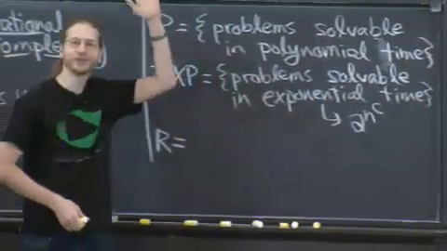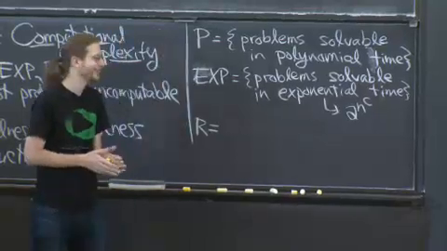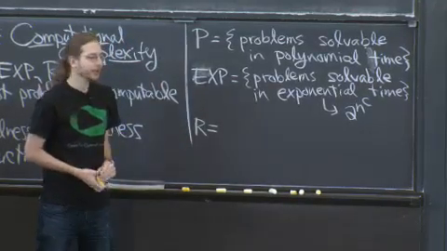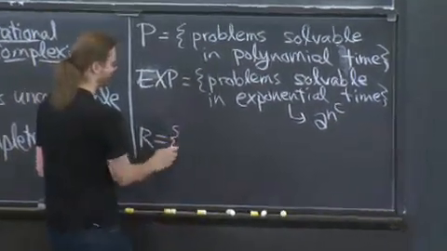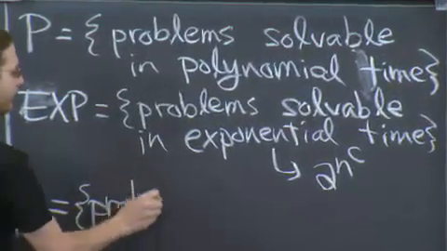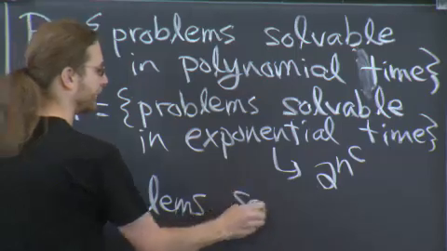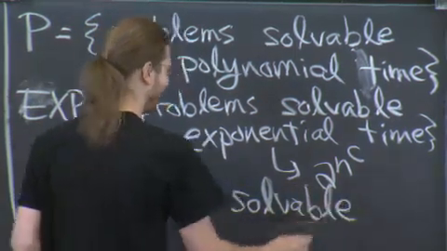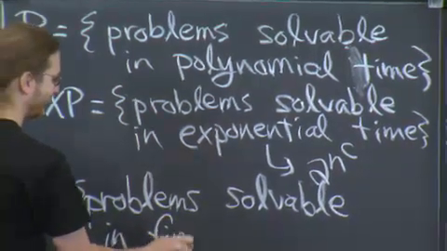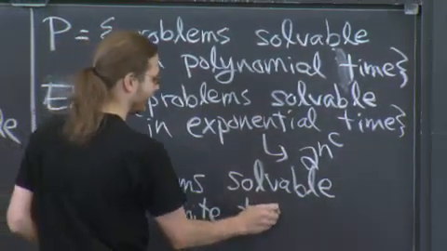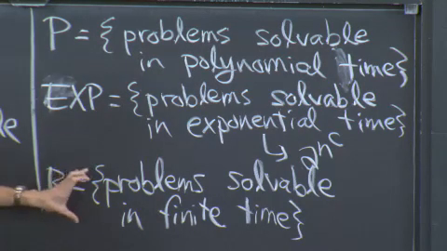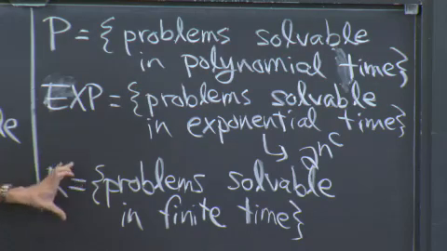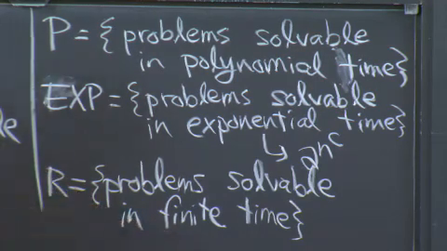How many people know what R is? This one I had to look up. It's not usually given a name. No one. It's teaching staff. You guys know it? These are all problems solvable in finite time. R stands for finite. R stands for recursive. Recursive used to mean something completely different back in the 30s when people were thinking about what's computable, what's not computable. These are basically solvable problems, computable problems. Finite time is a reasonable requirement, I think, for all algorithms.